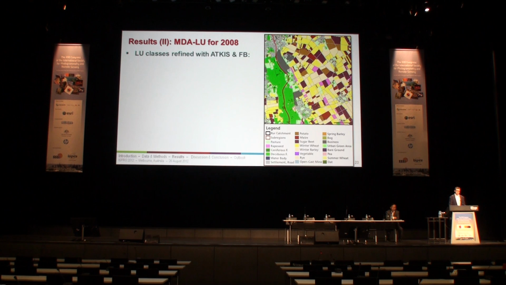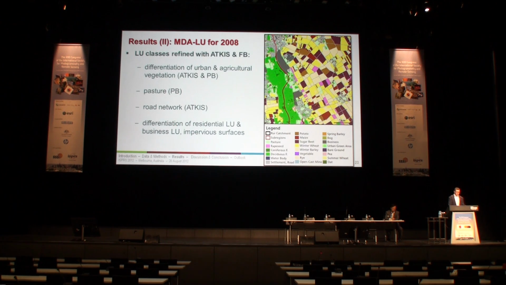Concerning land use classes that were refined using the additional data of ATKIS and the physical blocks, we could use this data to differentiate urban from agricultural vegetation. Also the pasture information that is included in the physical blocks was incorporated. We used the road network and integrated it into the land use classification. And also we could differentiate residential land use from business land use.